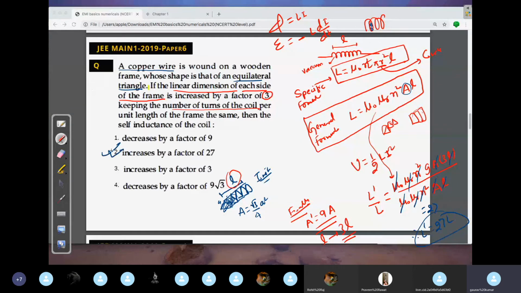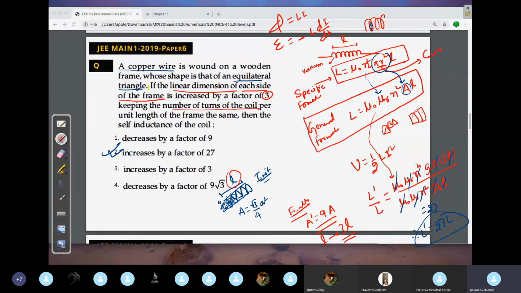This is the answer for the question. That's it. A good question, not difficult. You have to understand every point in the question, then you can solve it very easily. It's a question based on the formula of L. The only thing you should keep in mind is that this conversion is only for a circle. If it is some other shape, you have to replace the area with A for that shape, and if some other medium, you replace mu.